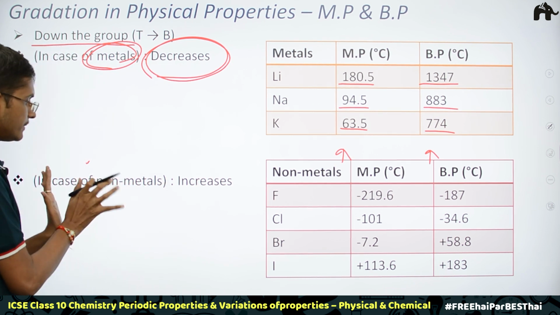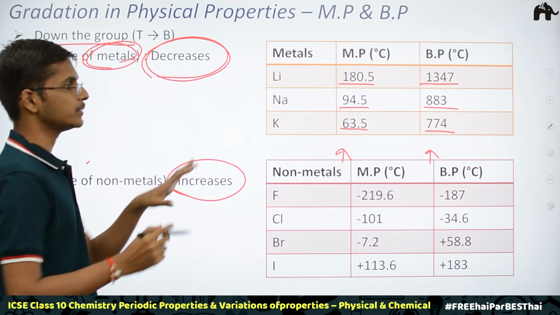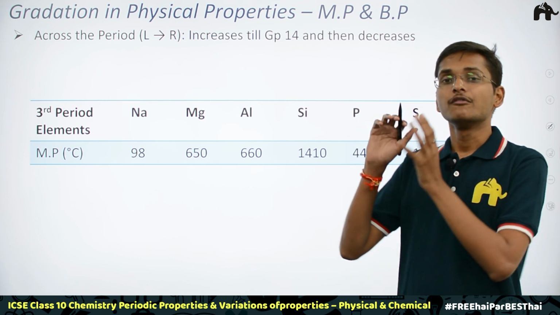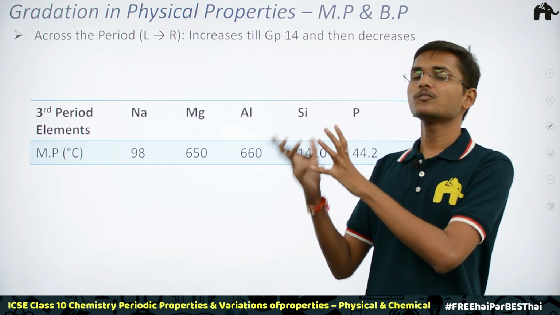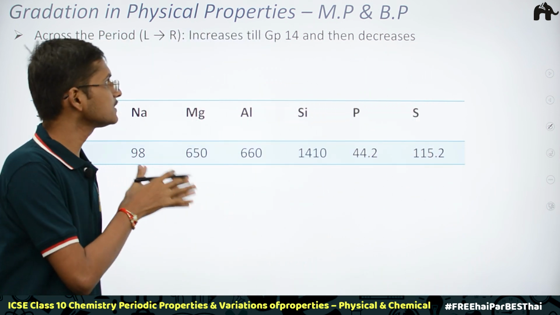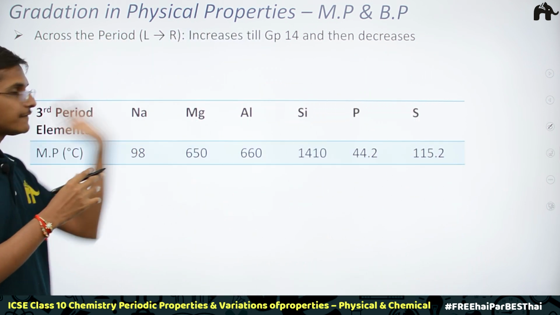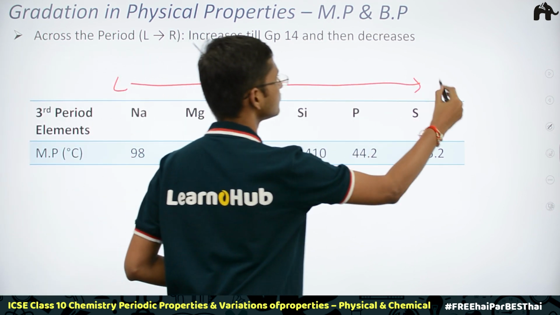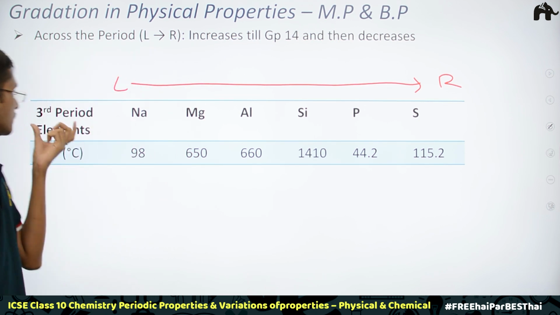So in case of non-metals, boiling point and melting point increases. Okay, now let's see the variation in melting point and boiling point when we move across the period. Okay, now what is happening? See, when we are moving from left to right across the period, and I have taken the example of third period elements.